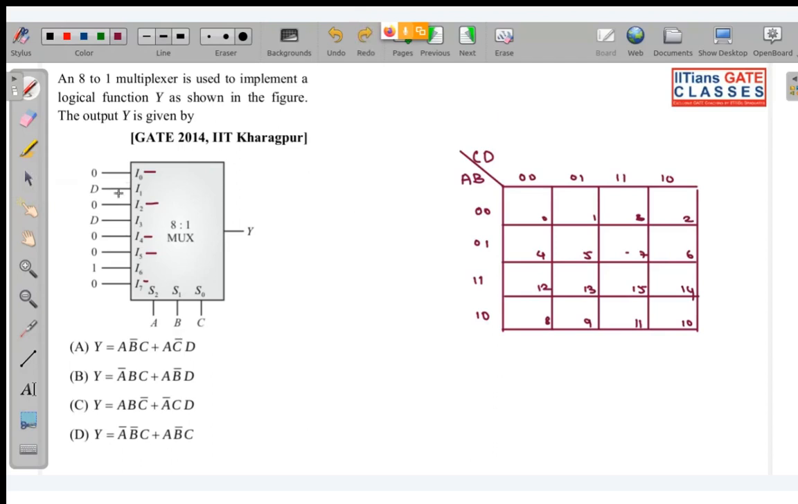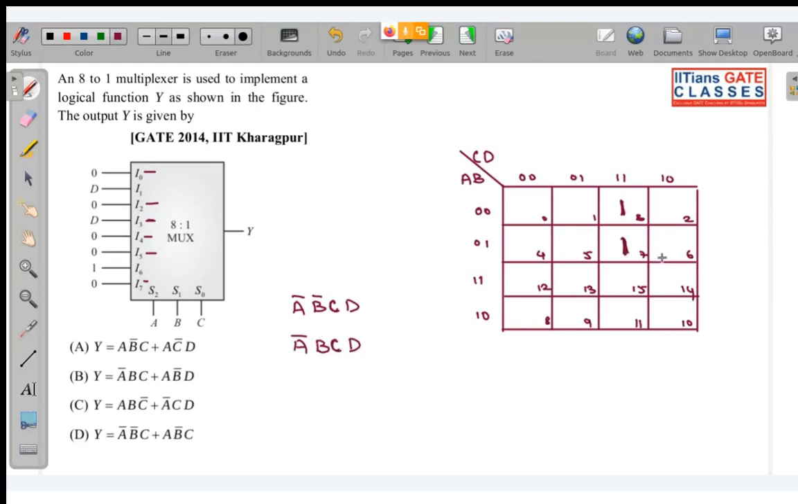Look, for I1 I am getting D. So when will I get I1? When it will be A complement, B complement, C, D. Okay, so I will be getting this. This corresponds to minterm 3. So mark it over here. Next, where we get I3. So I3 will be A complement B C, and the input is D. So this corresponds to 7.